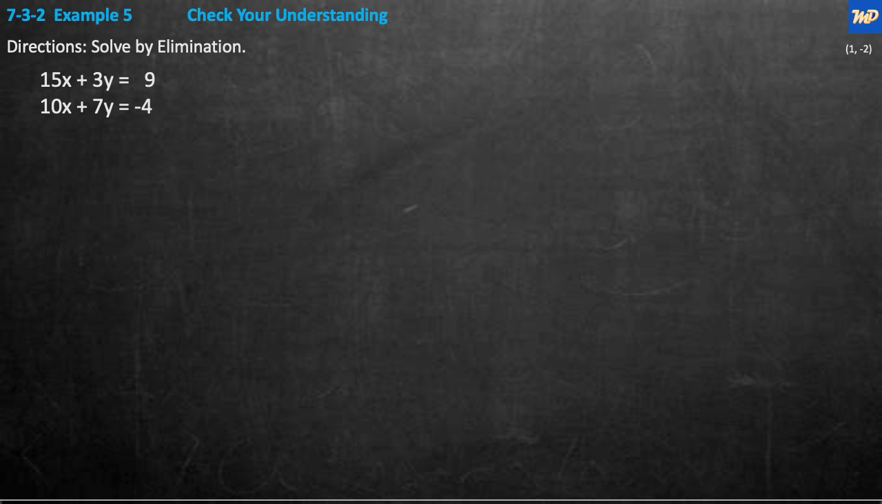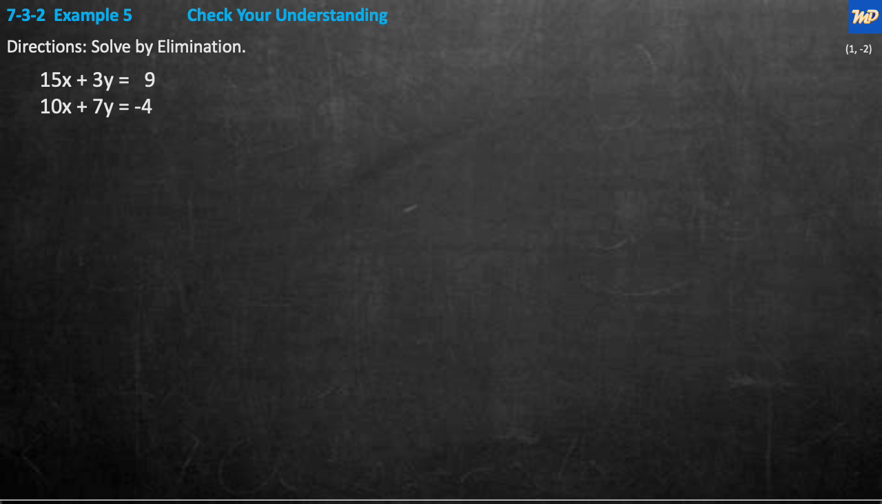Or you could have picked y. You could have multiplied the top equation by 7 and got 21, and the bottom by 3 and got 21 for the y's. The problem though, 7 times 15 gets to be a big number. 7 times 9, it might be easier to go with a smaller number. Let's go with x.